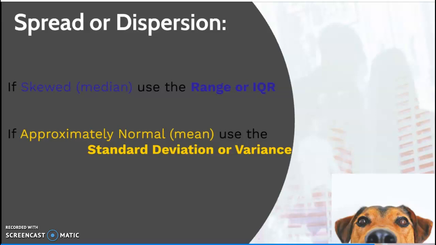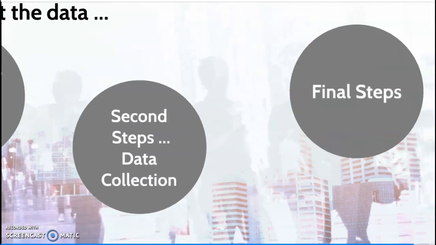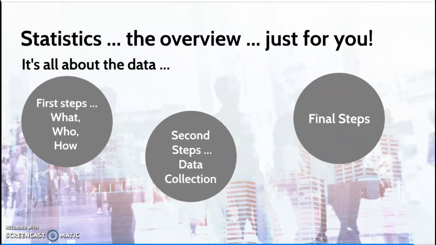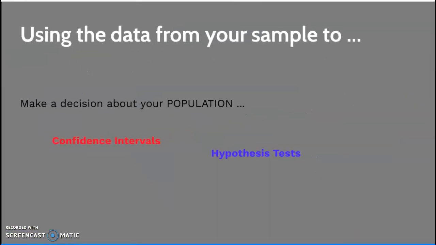But very important: median, IQR, mean, standard deviation. You don't flip-flop those around. They go together forever. And finally, once you have determined all of that information, we won't get to it in this course, but in other statistics courses, your final steps, once you had your data and looked at numerical summaries of it, center and spread, would be to use that to make some sort of decision to answer the question you originally had about your population. You would use either confidence intervals or hypothesis tests to do that.